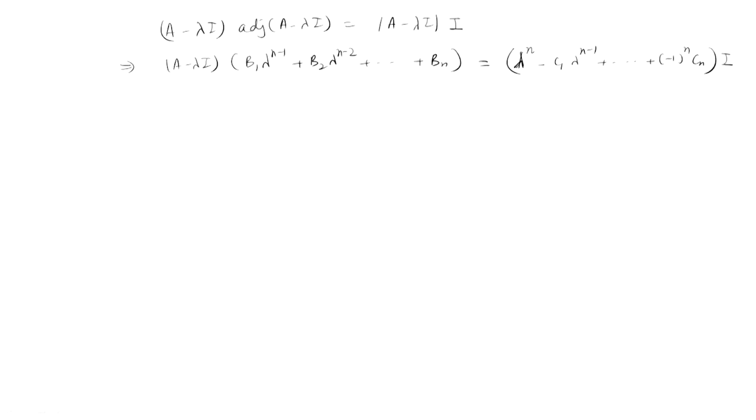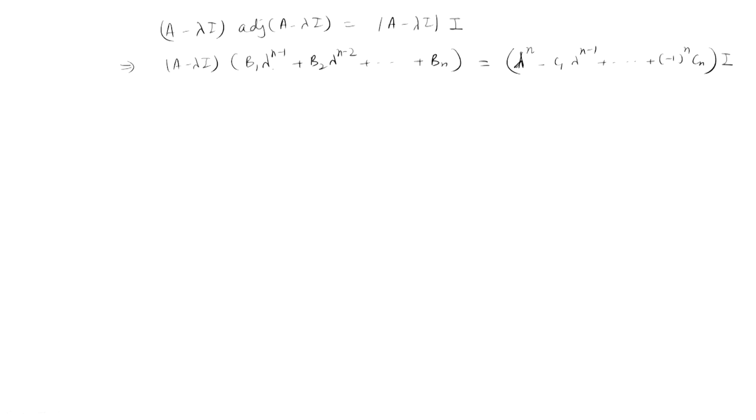Now, let us compare the coefficients from both sides. What is the coefficient of lambda raised to power n? From here and here, when you multiply these two brackets, the coefficient of lambda raised to power n will be minus B1, from this into this itself, and that must be equal to I from here.